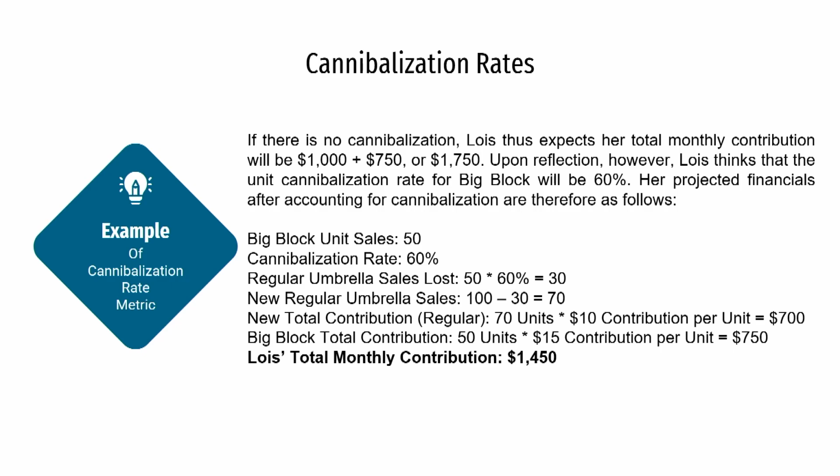Earlier the contribution margin per unit was $10, now for the new product the contribution margin per unit is $15. So if it is replaced by the new product, the overall contribution margin per unit is improving, and that is why she is gaining more profit as compared to her business in the previous month. So this is all about the metric called cannibalization rate.